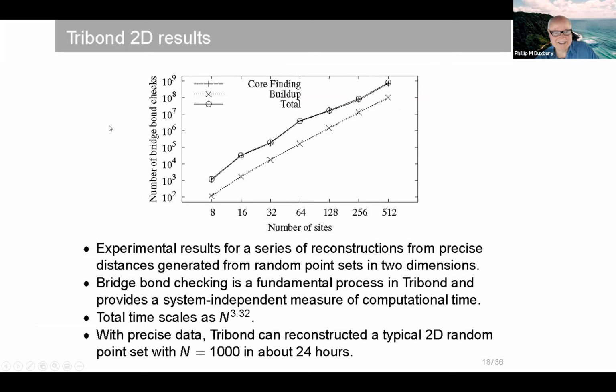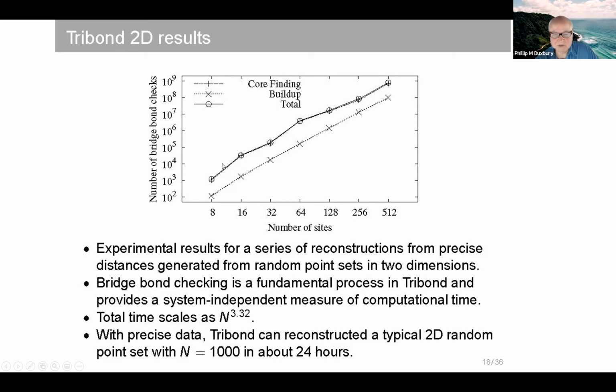What about in practice? This graph I really like because it shows just how important the early stages of buildup are. It separates out the core finding part, which are the pluses, kind of embedded in these circles. Sorry about that. This is the core buildup part, and this is the part which is the k-lateration. You can see that the core buildup for this two-dimensional case of random point set is about an order of magnitude more time-consuming than the entire k-lateration buildup. And this is up to 512 sites.